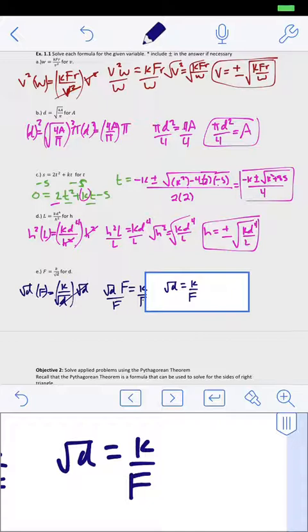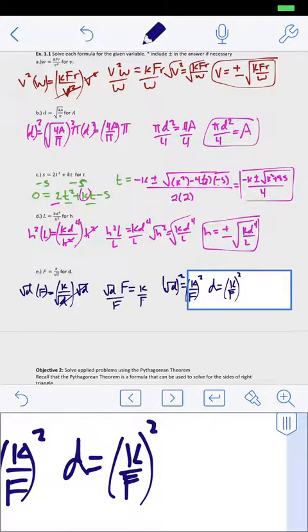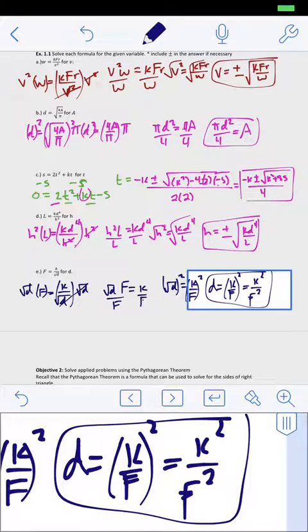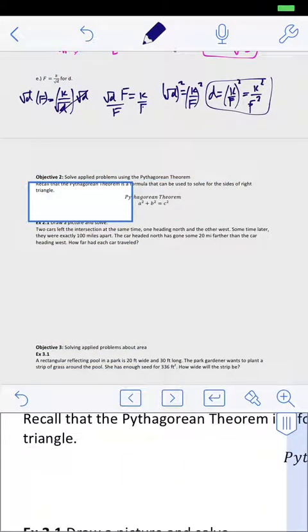And then finally, take the square of both sides. I end up with d is equal to either k over f squared, or if you prefer, k squared over f squared. Either one of those is perfectly acceptable. Alright, so that's rearranging formulas. That was very quick because we've done this like 4 times now. There's only a tiny little bit of new stuff. And then the other half of this section is about word problems.